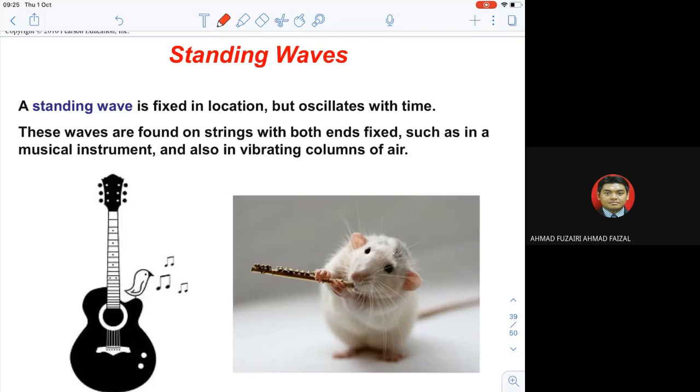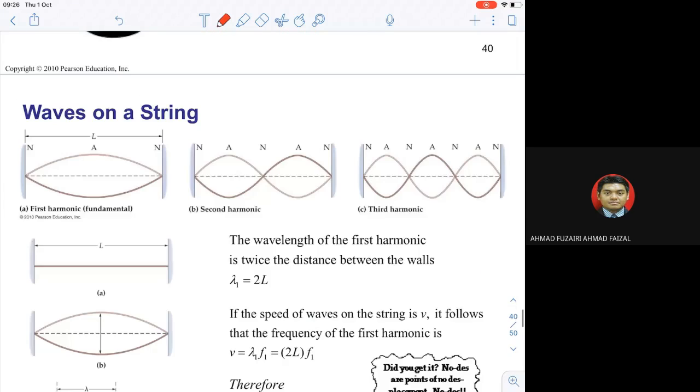Okay, so this is standing wave. Okay, we continue back. What is a standing wave? A standing wave is fixed in location but oscillates with time. These waves are found on strings with both ends fixed, such as in musical instruments, like a guitar. When you tie this one fixed, and this one is also fixed, and you pluck the string, you will have a situation like this.